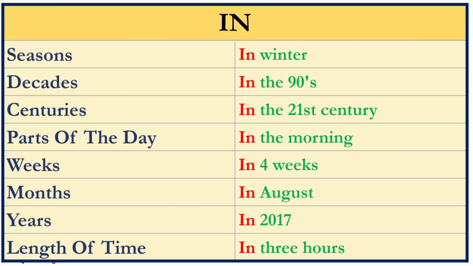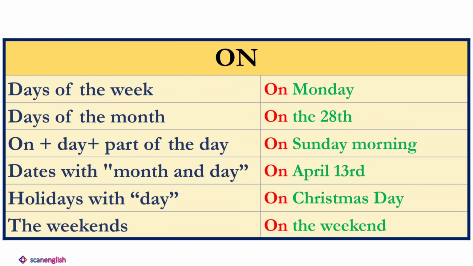Parts of the day, for example, in the morning. Weeks, for example, in 4 weeks. Months, for example, in August. Years, for example, in 2017. Length of time, for example, in 3 hours.